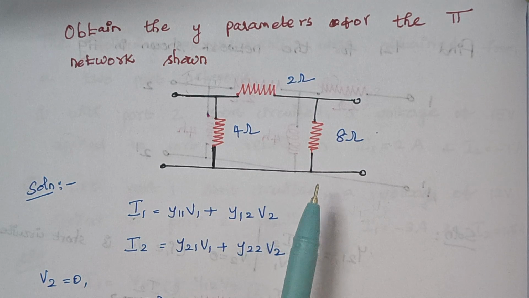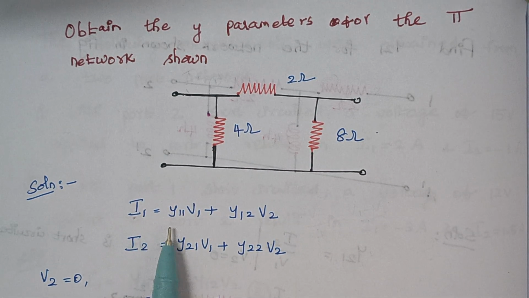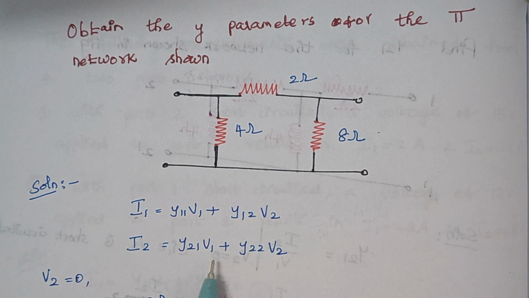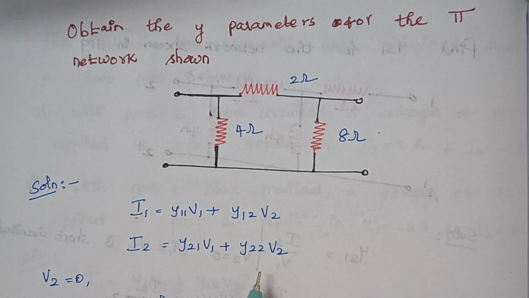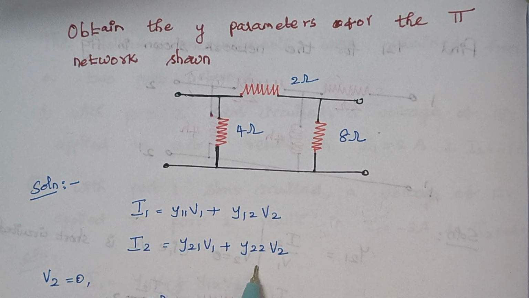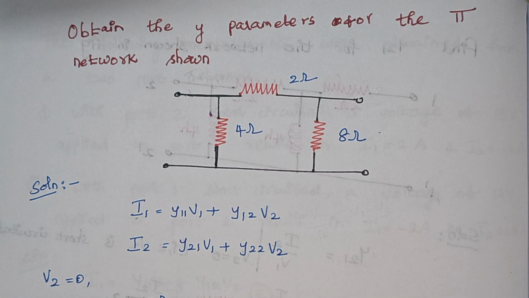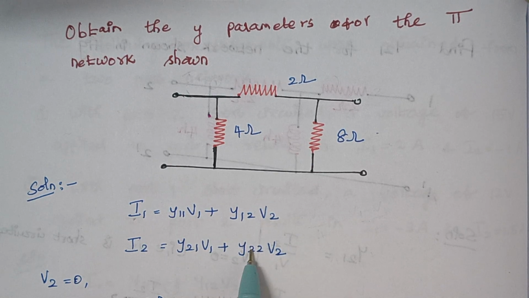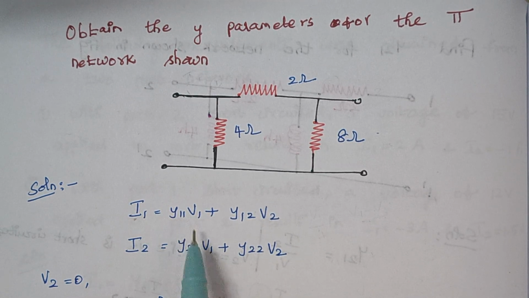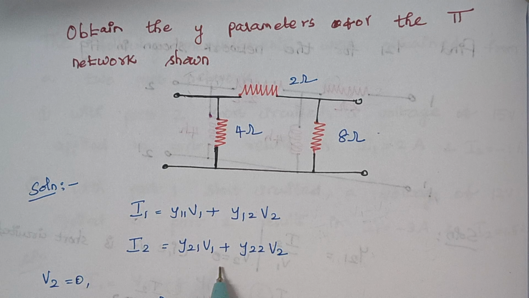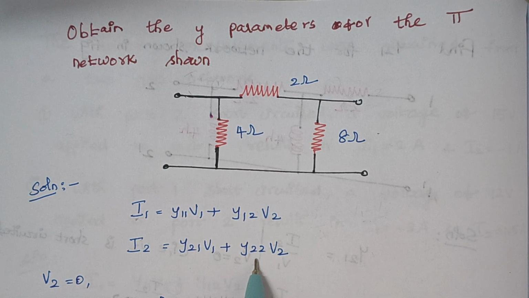So what is the basic formula here? Here I1 is given by y11 v1 plus y12 v2, and I2 is equal to y21 v1 plus y22 v2. So what are all the y parameters? y11, y12, y21 and y22. In order to find these parameters, we will be making v2 0. Once v2 is made 0, these two terms will become 0, and we will be finding y11 and y21. Similarly, when v1 is made 0, we will be calculating y12 and y22.